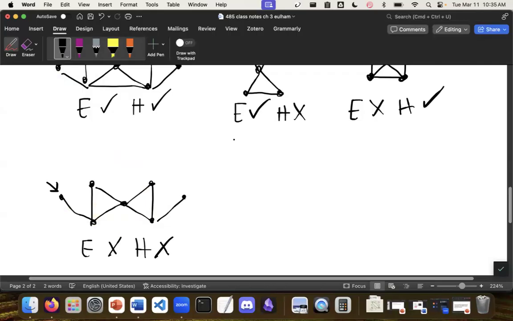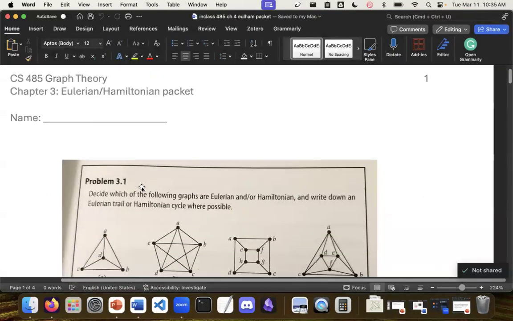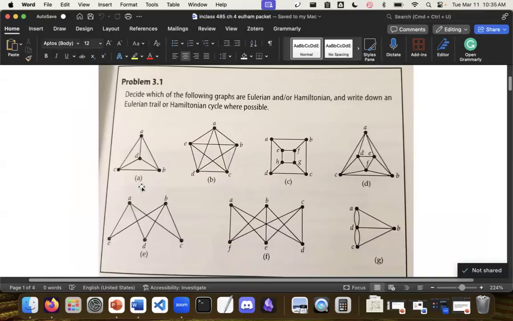Awesome. So now there's a packet problem, which is just more of the same, right? So try and figure out which one of these are Eulerian or Hamiltonian, and then if it's one of them, write down one of the cycles. There may be multiple, but just write down one of them.